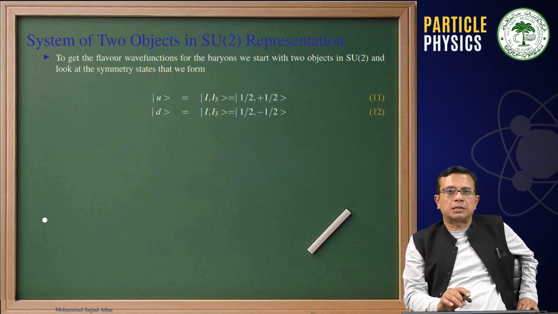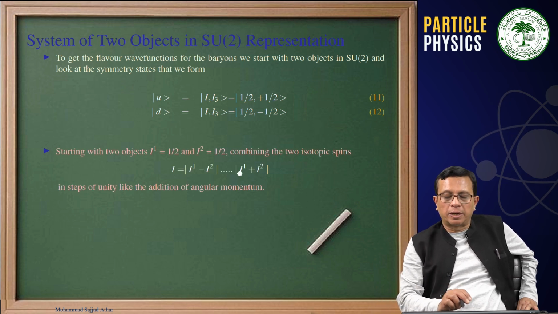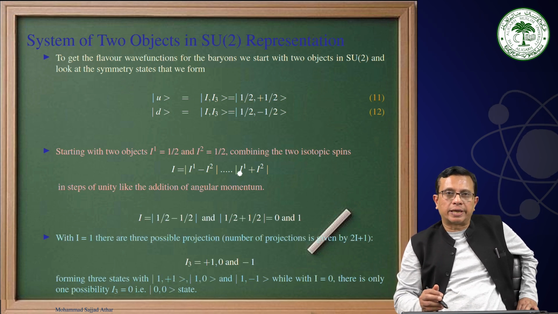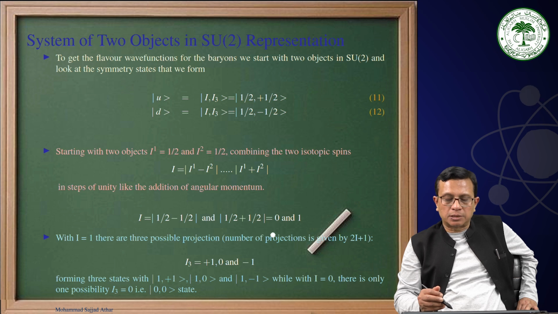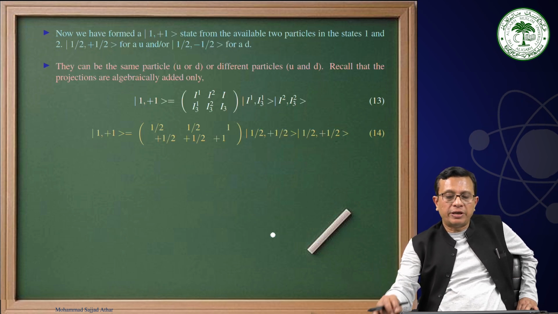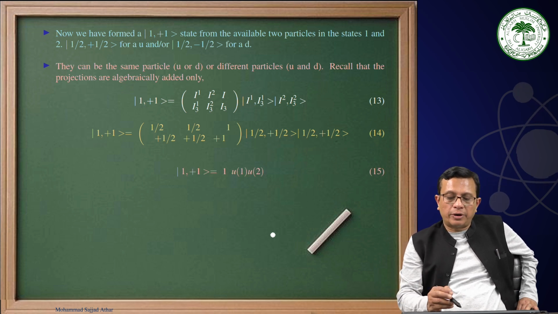Now, what we have discussed today is that the U quark has the isospin projection plus half, and the D quark has isospin projection minus half, and the total isotopic spin goes from I1 minus I2 to I1 plus I2, such that you are getting states like 1 and 0, and then the possible projections we have discussed in the class. For I equal to 1, it is plus 1, 0, minus 1, and for I equal to 0, it is always 0.